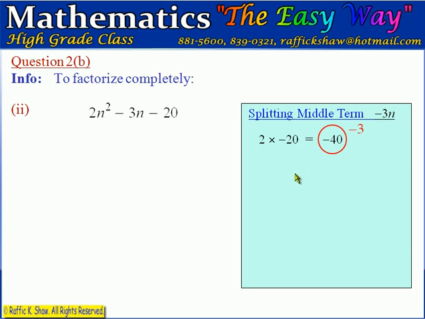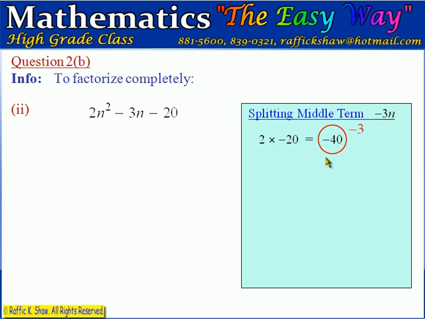And if you cannot identify those factors right away, the safe way to do it is to go down the list of factors of negative 40 and search for the ones that will add to negative 3. Now we must bear in mind that since we are searching for factors of a negative number, one of the factors will be positive and one will be negative. And since we want the sum of those two factors to be negative 3, it means that we must give the larger of the two factors of negative 40 the negative sign, because we want the sum to be a negative number. And so we try the first factors of negative 40.